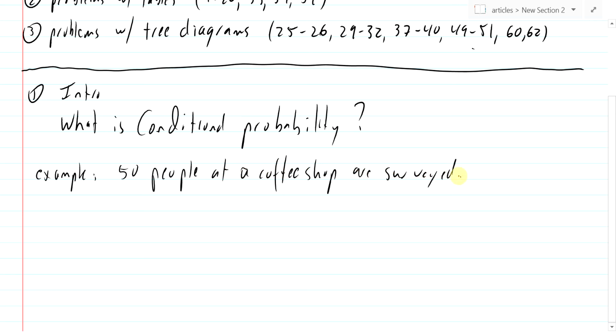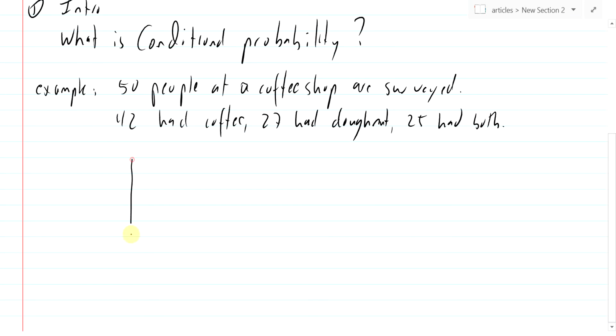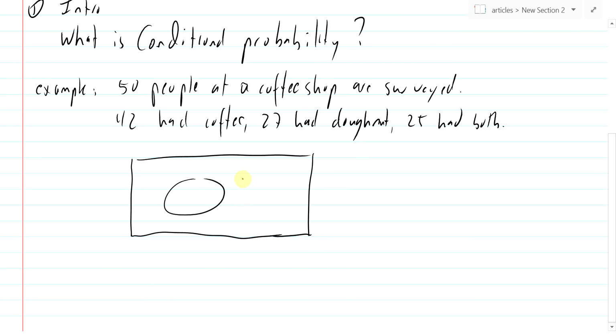Great. So what did they find out? They found out that 42 had coffee, 27 had a donut, and that 25 had both. And so constructing the Venn diagram is pretty easy here. There's our rectangle, our coffee drinkers in that circle, our donut eaters in that circle. 25 had both, so there's 25 there.